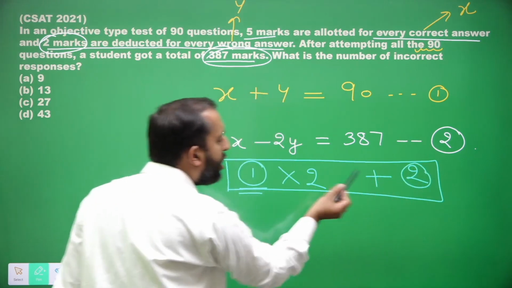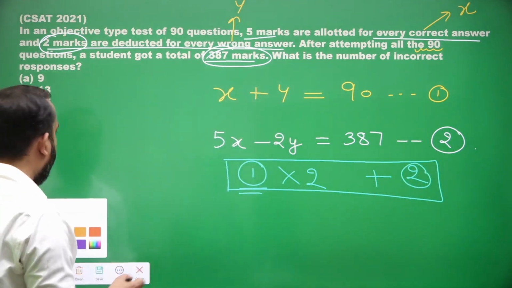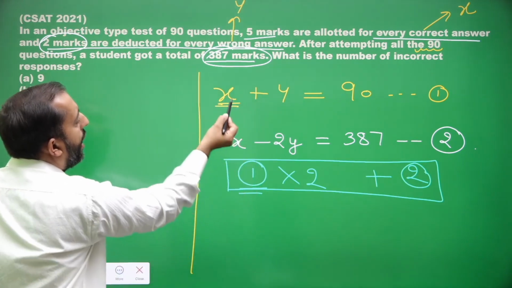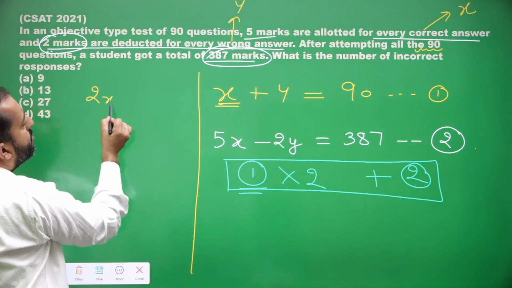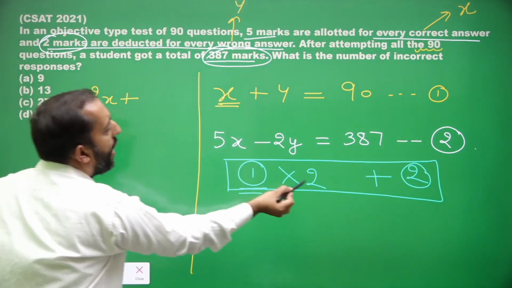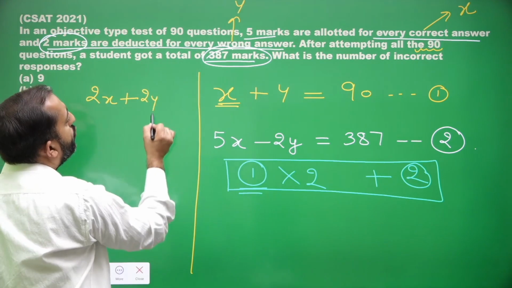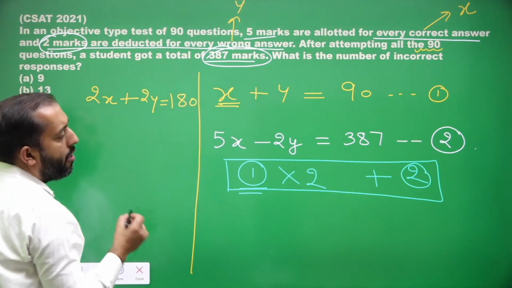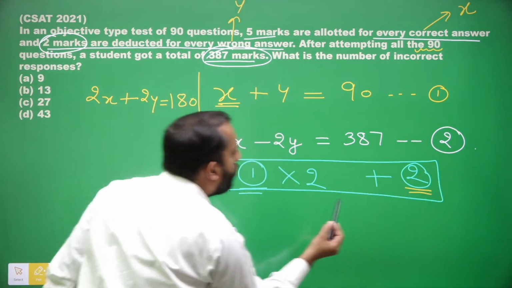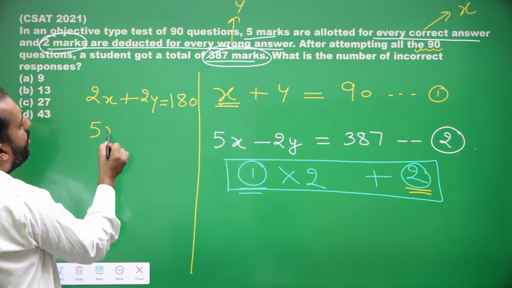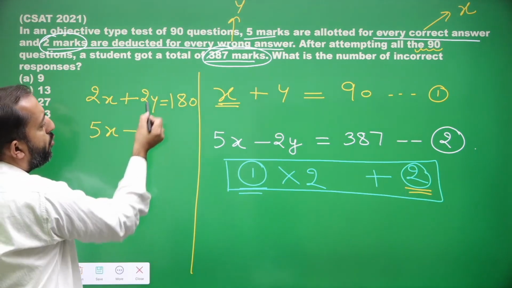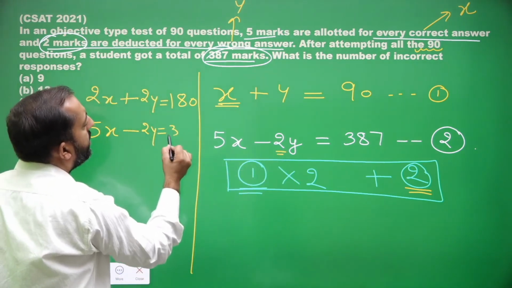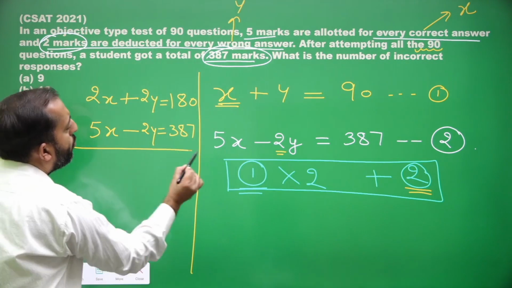Now what is the meaning of this operation? First of all, multiply equation 1 with 2. So x multiplied with 2 becomes 2x, plus y multiplied with 2 becomes 2y, and 90 multiplied with 2 becomes 180. Then add equation 2 to it. Below 2x write down 5x, below 2y write down negative 2y of equation 2, and 387. Add both of these equations.